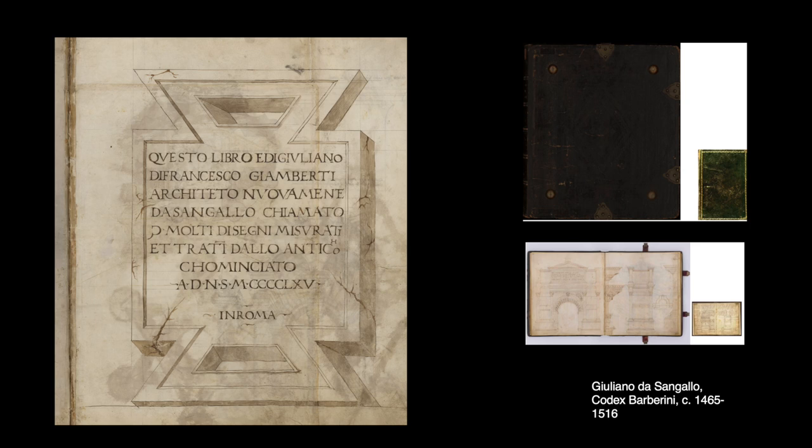E molti disegni misurati e tratti dall'antico, 1465. So he's declaring his project, and this is part of what makes me think about the book as a kind of visual treatise. It's a kind of statement of his architectural ideas and backgrounds and sources, with some words but not many words, but very intentional, and that's the kind of indication.